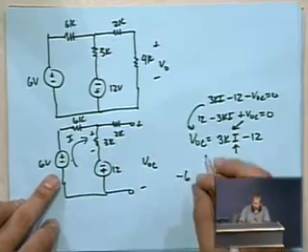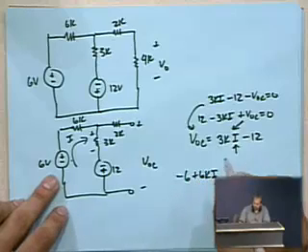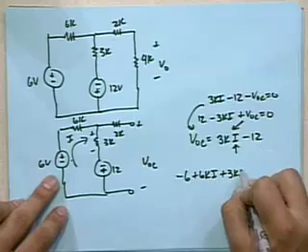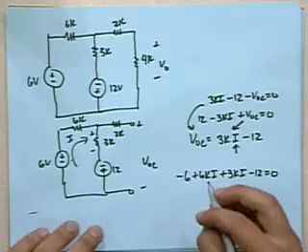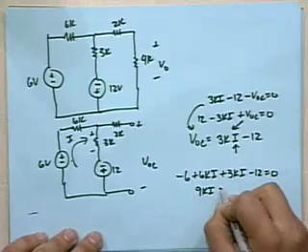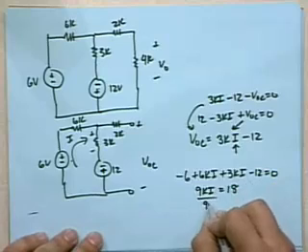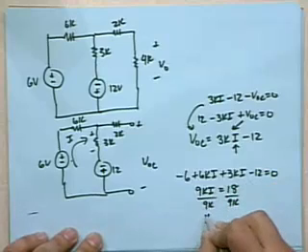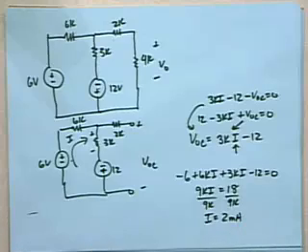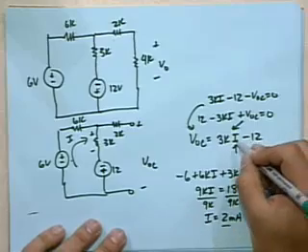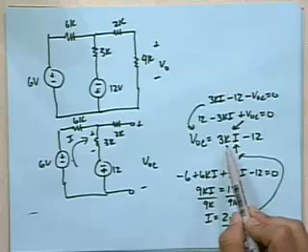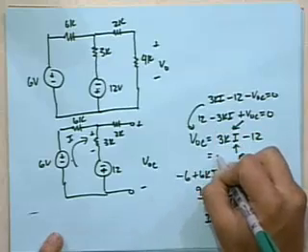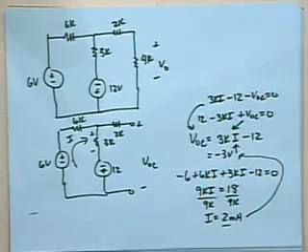We've got a negative 6 volt source, we've got 6K times I, we've got 3K times I, and we've got negative 12, that equals 0. So that's 9K times I equals 18, divide by 9K, and so I equals 2 milliamps. So we can stick this up into here, and so we get 9 minus 12, which gives us a negative 3 volt open circuit voltage.